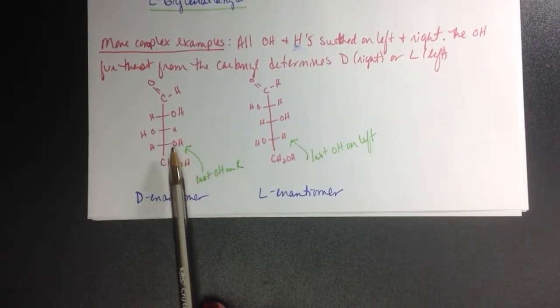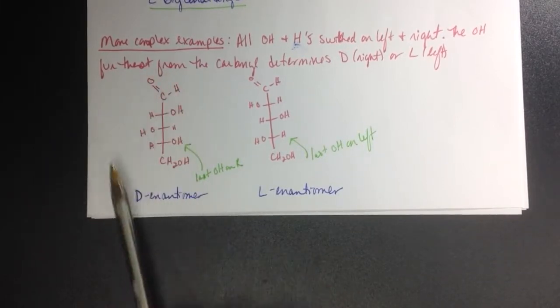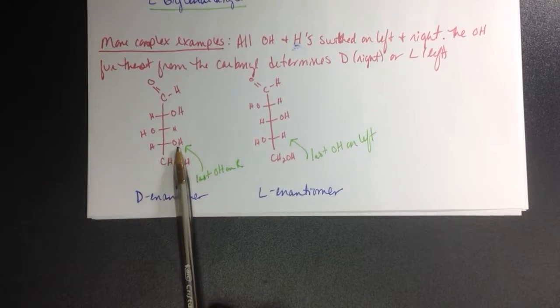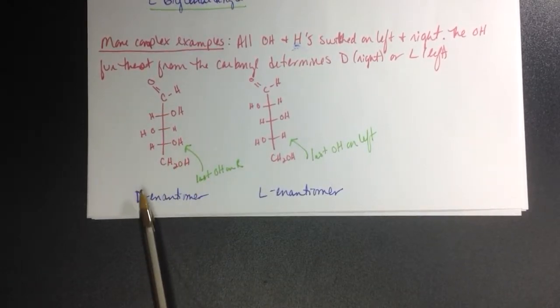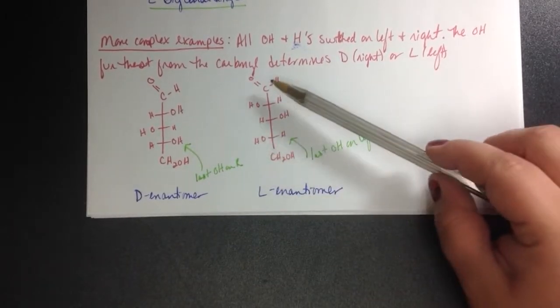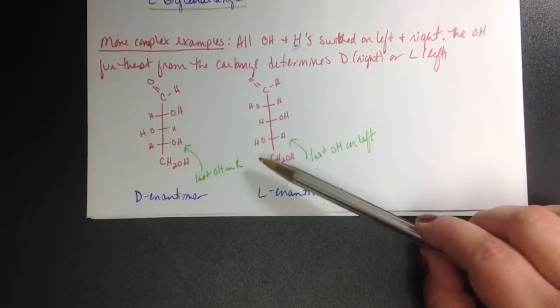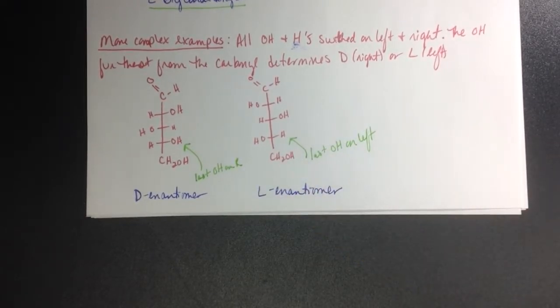It's the furthest OH from the carbonyl that contributes to the name. So this OH is the furthest from that one. It's on the right, and that's why it's a D. This OH is furthest from that carbonyl. It's on the left, and that makes it an L. And that's how we determine D from L in enantiomers and Fischer projections.